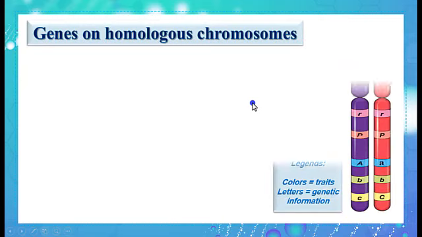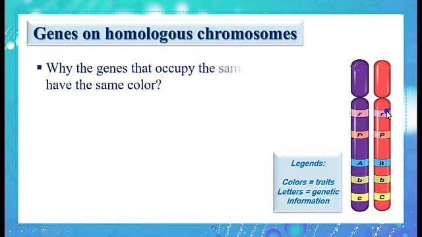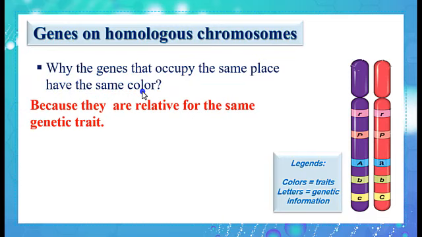Let's now talk about the genes on homologous chromosomes. If you look at this figure, we have two homologous chromosomes, one maternal and one paternal. According to the legends, the colored parts indicate traits and the letters indicate the genetic information. Let's answer this question. Why do the genes that occupy the same place have the same colors? Let's think a little. Great job. Because they are relative to the same genetic trait.